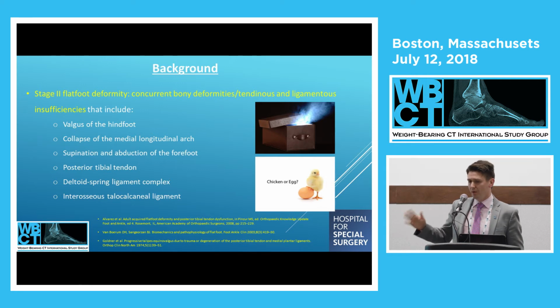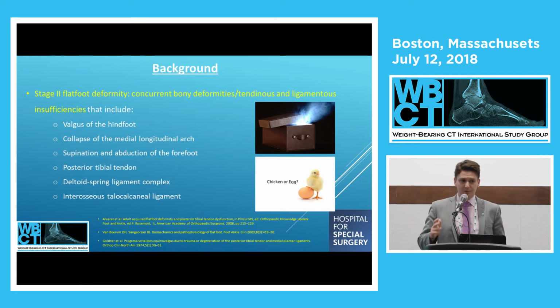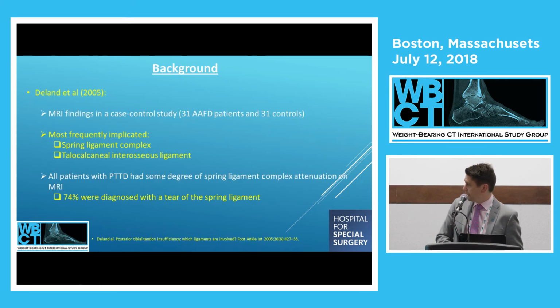The thing is, we don't know what happens first. We know that there's bone malalignment, and we know there is tendon and ligamentous insufficiency, but we don't know what happens first. We were taught that posterior tibial tendon insufficiency would be the main player in the game, but it might not be, as we're going to show here. Dr. DeLand and HSS have published about this before. In evaluating MRI, they have shown that the most frequently implicated ligaments in flat foot would be the spring ligament and the talocalcaneal interosseous ligament.